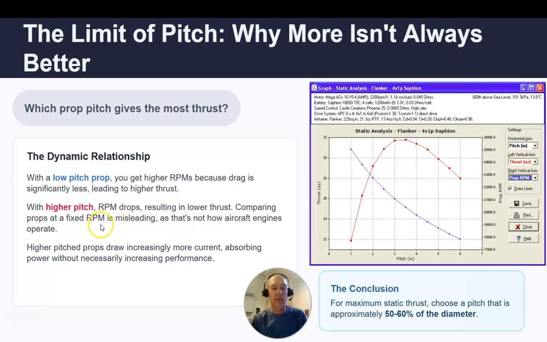We don't always compare them to RPM. That's rotations per minute or revolutions per minute. A higher pitch prop draws increasingly more current or more energy from the engine, and that absorbs some of the power, which doesn't increase performance.